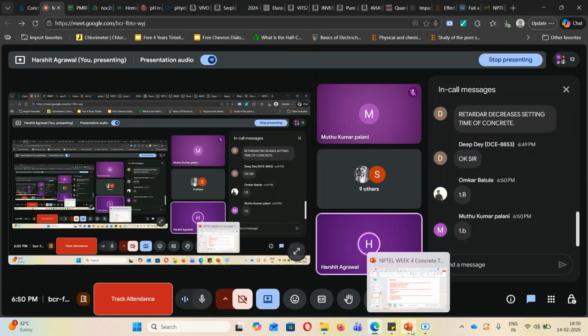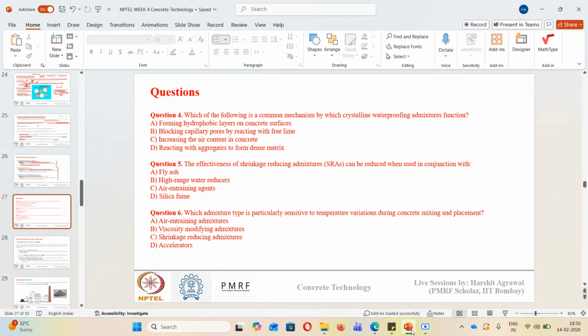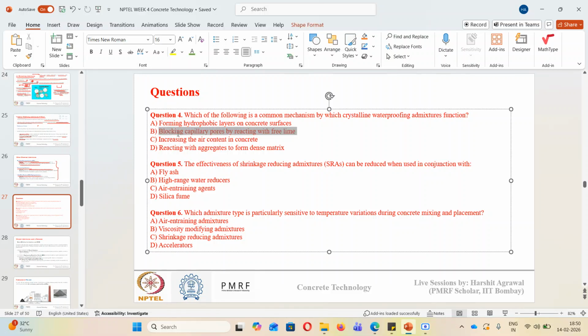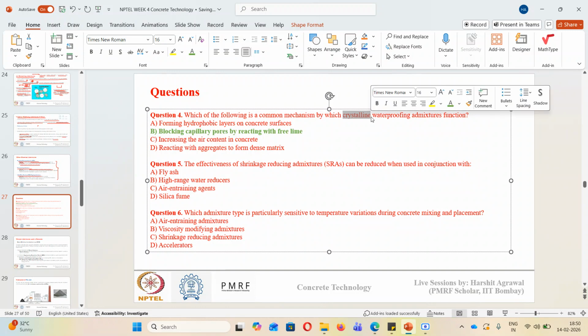Okay, so for question number one, the question asks: which of the following is a common mechanism of crystalline waterproofing admixture? The correct answer is B. If we talk about waterproofing admixtures, there is a product commonly present in the market known as crystalline admixtures. So what do these crystalline admixtures do?